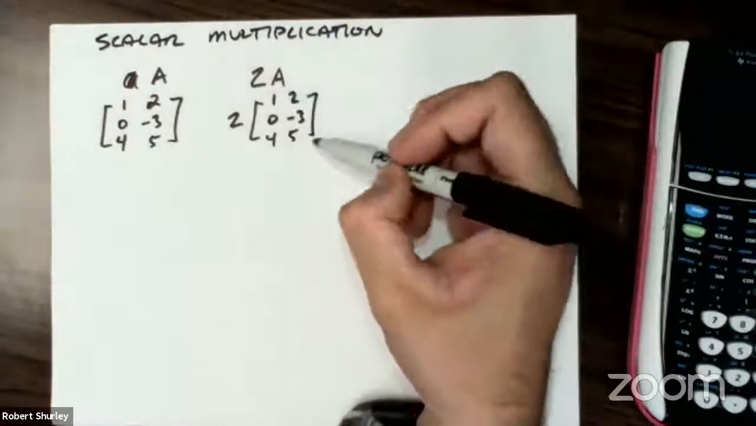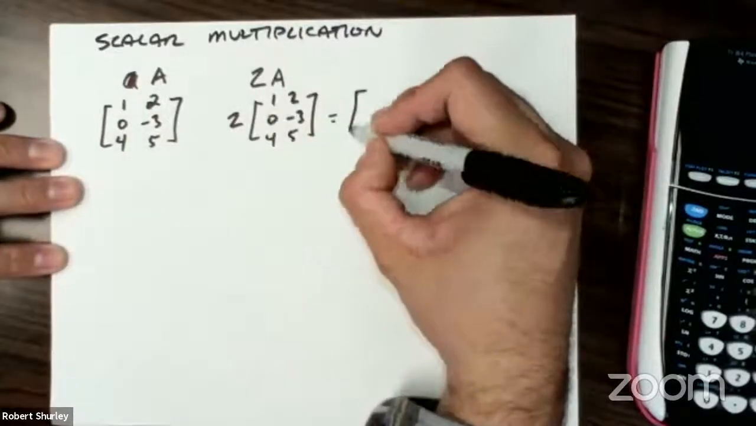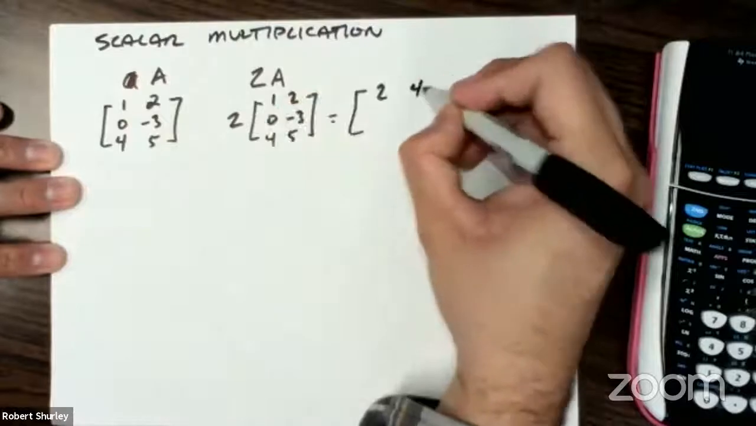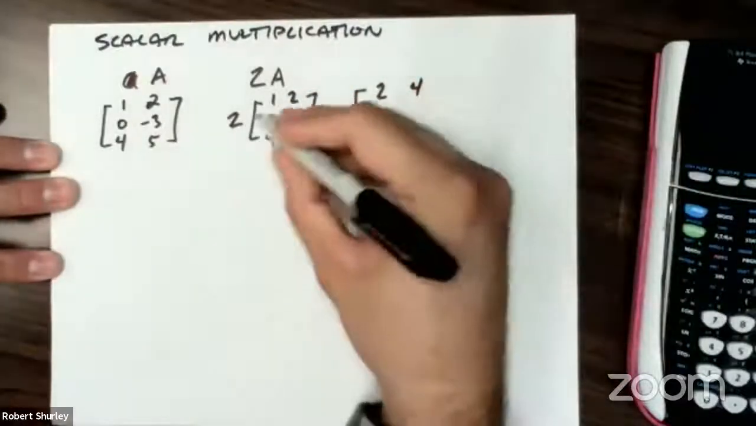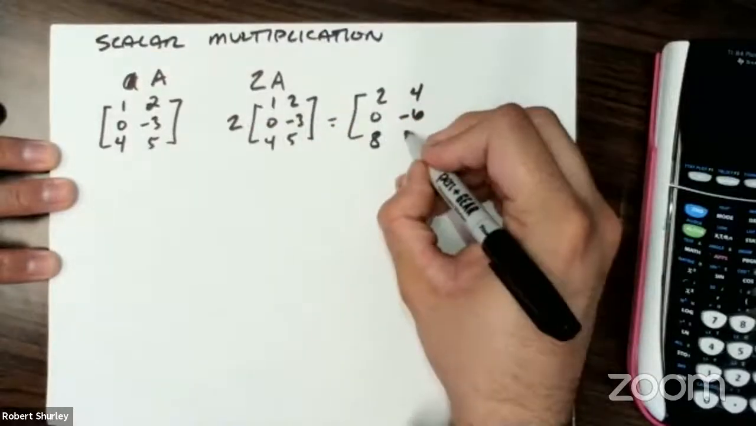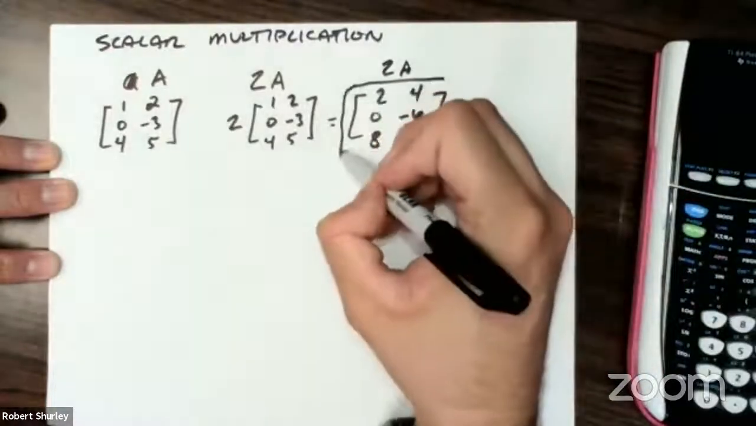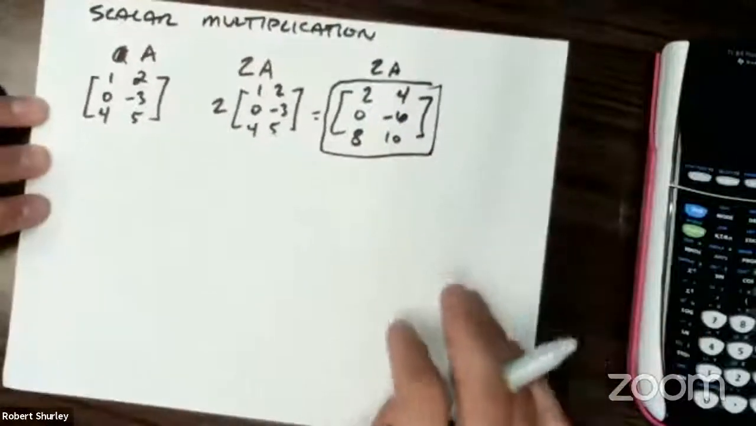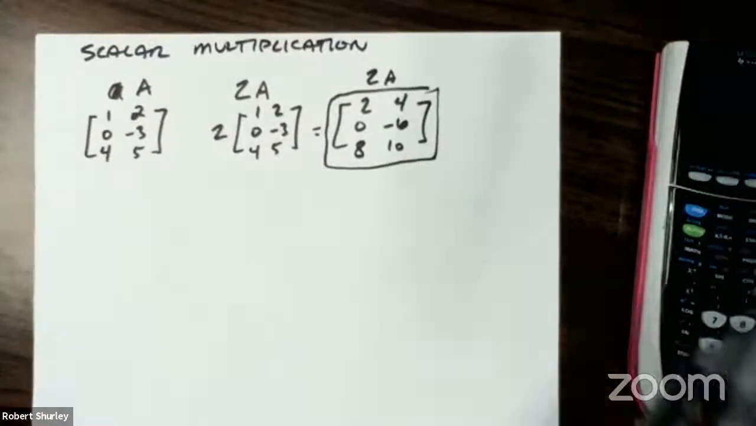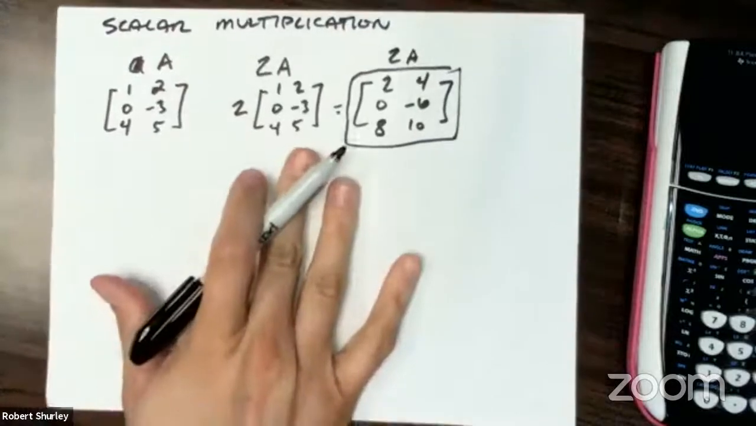So you're going to multiply 2 to every position in the matrix. So we wind up with 2 times 1, that's 2. 2 times 2, that's 4. 2 times 0 is 0. 2 times -3, -6. 2 times 4 is 8. And 2 times 5, which is 10. So that's 2A. Super duper easy. Okay, that's scalar multiplication. You just multiply a number throughout the matrix. Matrix multiplication is a little different.